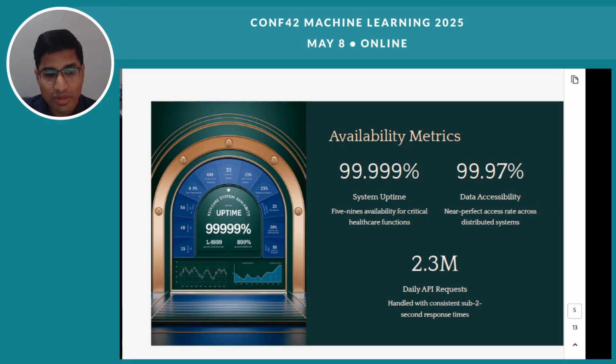And the third point is API requests. As explained in the system architecture, we should have infrastructure which is optimized to handle millions of API requests while maintaining sub-2 second response times, which is important to guarantee operational efficiency.